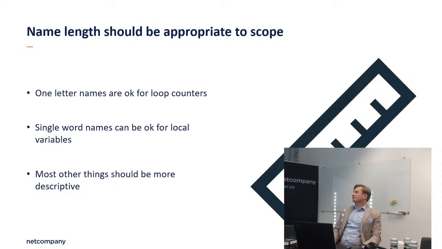Name lengths should be appropriate to scope. 1-letter names are okay for loop counters. Basically, i stands for index, and we can call it index, but it doesn't make it much more readable. Single word names can be okay for local variables, but it's generally best to be more descriptive. For example, for lambda functions, I would use single word names. And most other things should be more descriptive, basically a sentence. It can be a short one, but it should be descriptive and have one meaning.